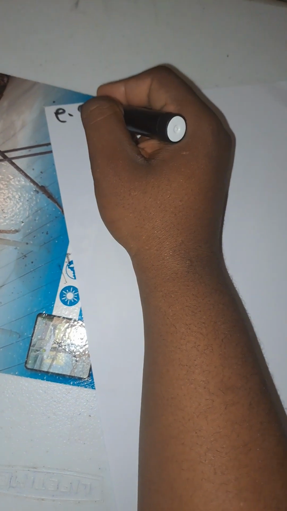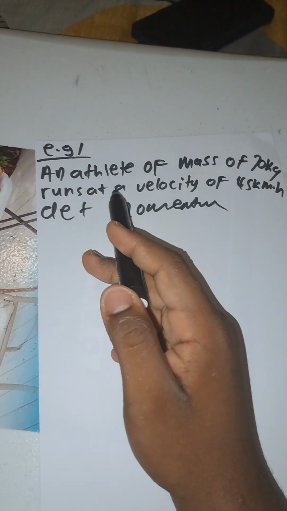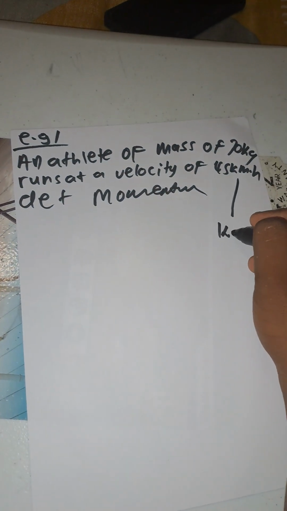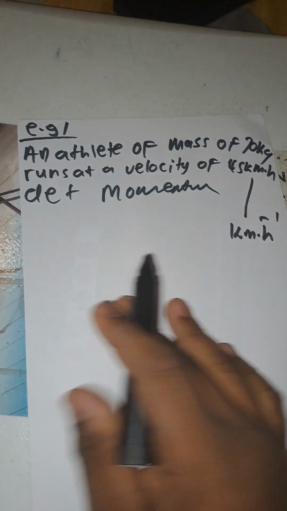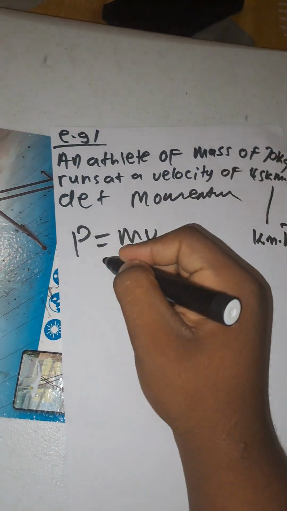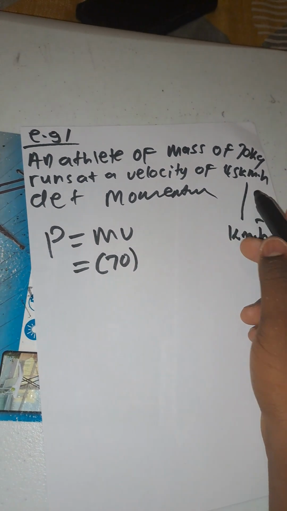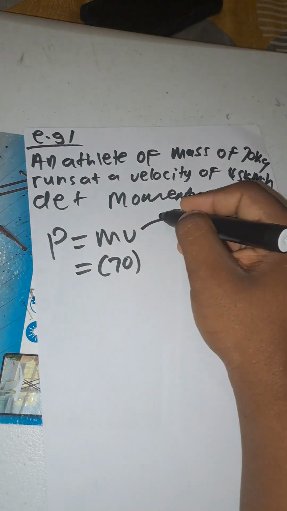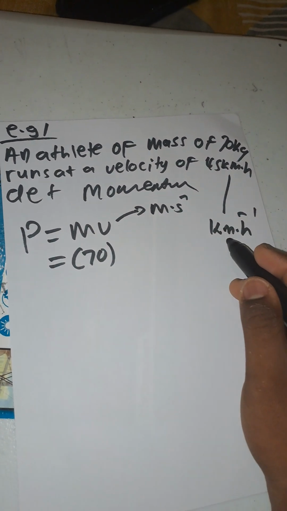Example 1. They're saying an athlete of mass 70 kg runs at a velocity of 45 kilometers per hour. Determine the momentum. So P equals mv. What is our mass? 70. What is our velocity? Someone will say 45, but remember, we said velocity is measured in meters per second.